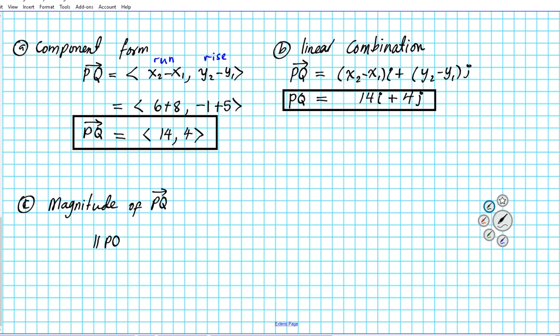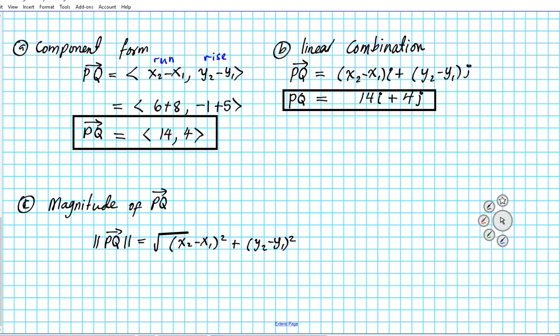So the magnitude of PQ, that's how you write it, can be computed using the formula: the square root of the sum of the squares of the legs. Think about a right triangle. The horizontal leg is a run, so it's going to be x2 minus x1 squared, plus y2 minus y1 squared. That's the rise.